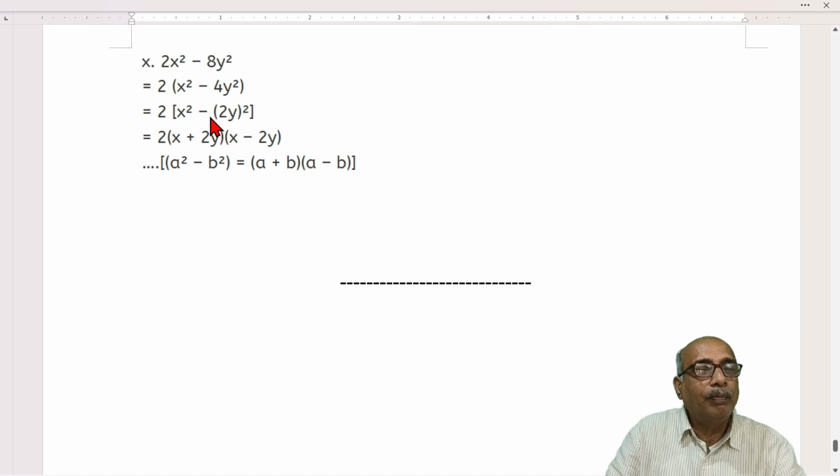Next, 2x square minus 8y square. 2 is taken common, so what is left? x square minus 4y square. From this, 4y square we can write as 2y whole square. So x square minus 2y whole square. Here you will get, by expansion formula, x square minus 2y whole square as x plus 2y, x minus 2y, and 2 common.